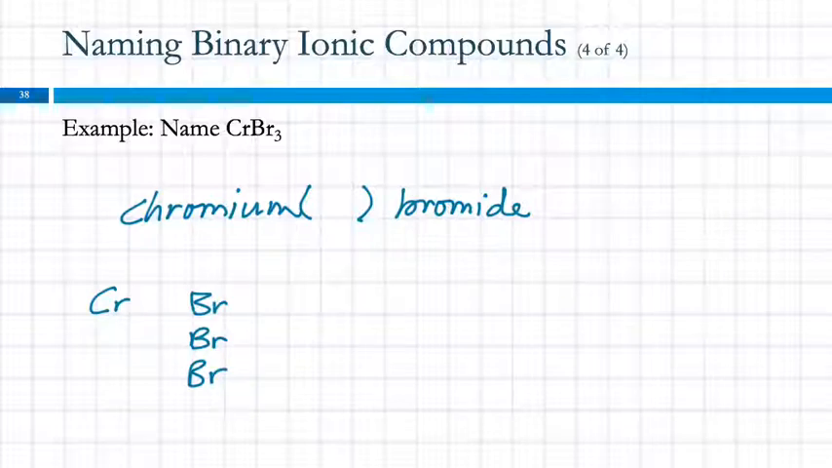Why is it bromide and not bromate? That's an excellent question. Why is it bromide and not bromate? Because when you have a single nonmetal and she gets married, she changes the ending of her name to "ide." The "ate" is when we get oxygen in there.